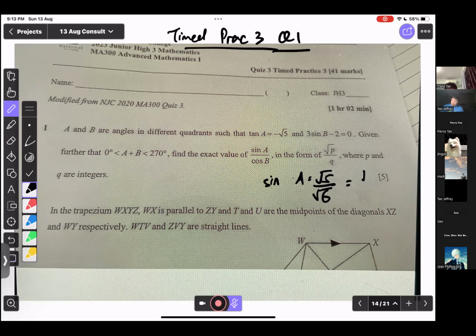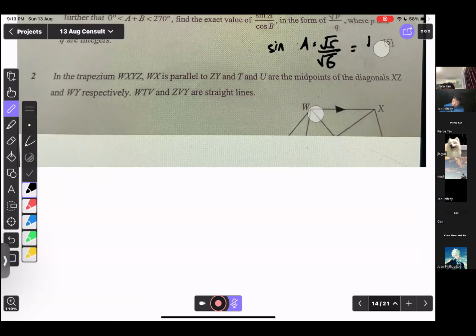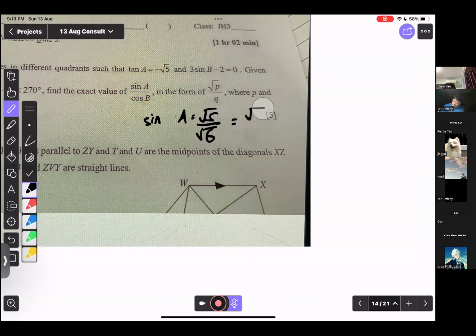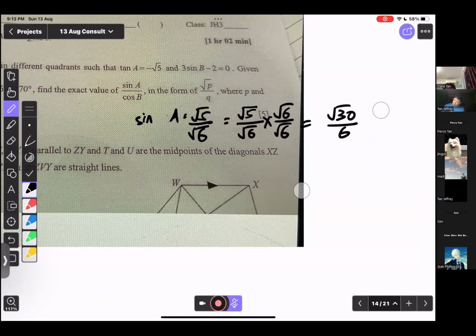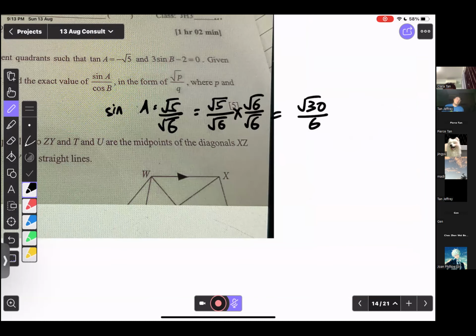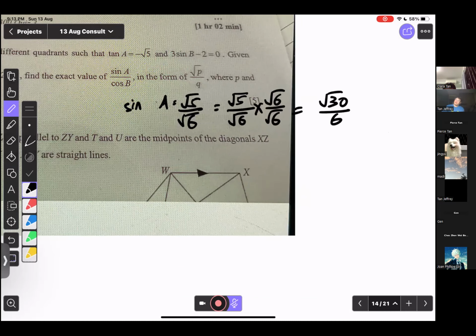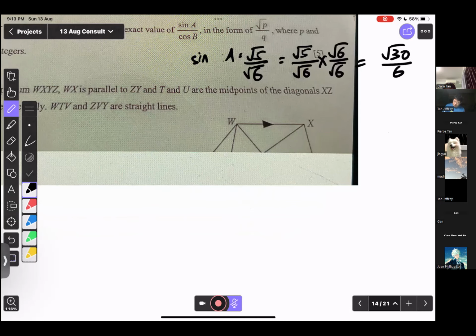Okay, so you rationalize this, right? So your answer was what? Square root 5 over square root 6 times square root 6 over square root 6, so you get square root 30 over 6, right? Square root 30, is there anything I can pull out? Cannot. Square root 30 doesn't have any perfect square. Okay, so then sine A over cosine B, right? Your cosine B is square root 5 over 3.